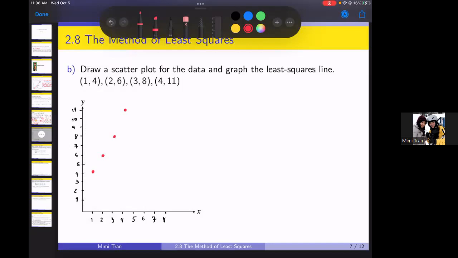Nobody's good at that because it looks like it's on the straight line. Most of the time it should not. It should not be on the straight line. It should be like one over here, one over here, one over here. It's kind of random, right? This one looks kind of too perfect. So that's your scatter plot.